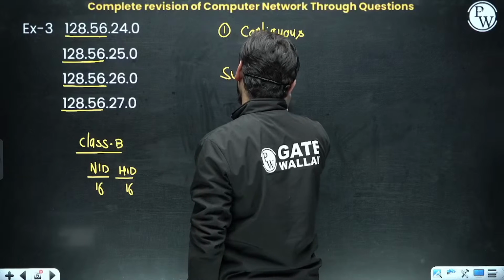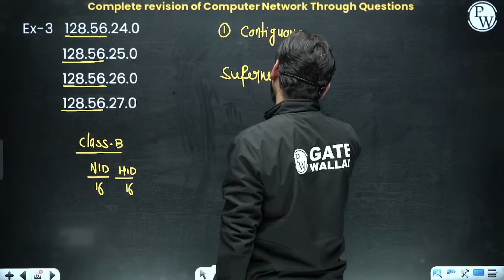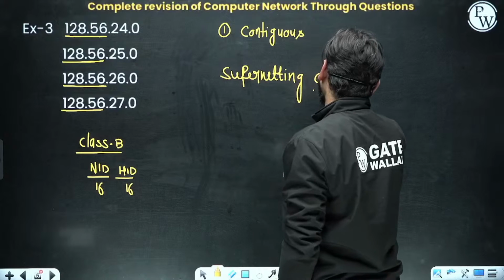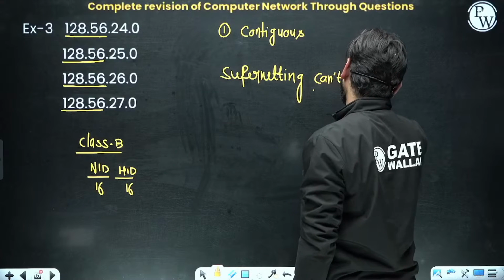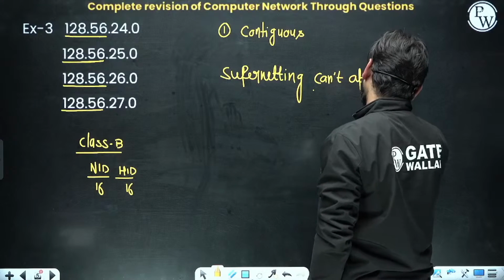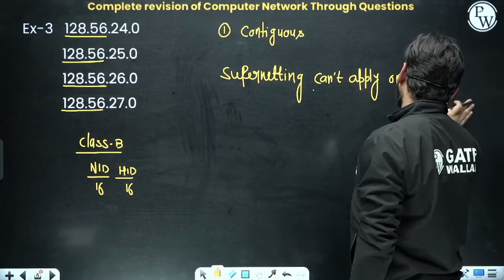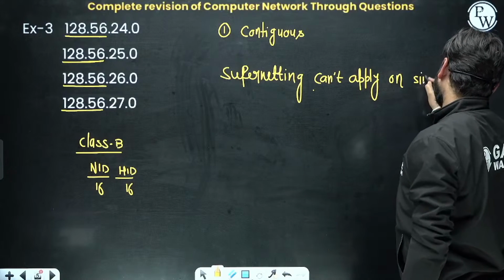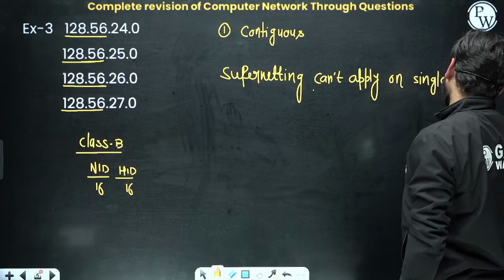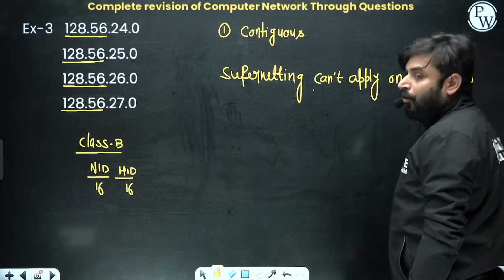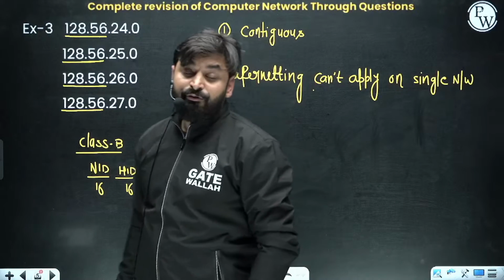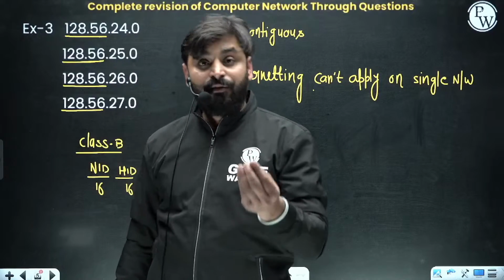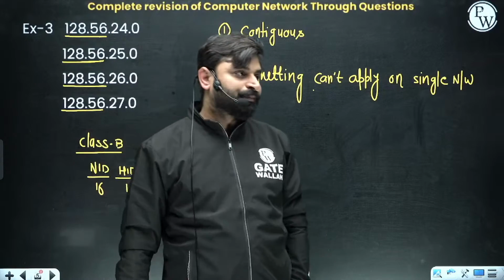Supernetting cannot apply on a single network. For applying supernetting, we must have a minimum of 2 networks, then only we can apply supernetting. Is it clear?